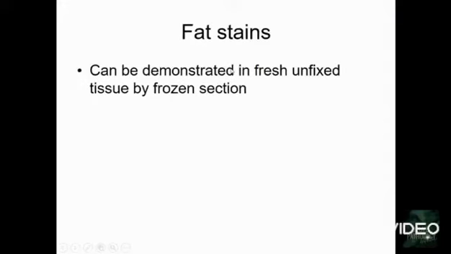Now, we will talk about how fat can be demonstrated whenever you see a cell with empty looking space. This empty looking space can be of three things. One, it could be fat, it could be glycogen, or it could be just plain water. So how do you demonstrate fat? Fat can be demonstrated in fresh unfixed tissue by a process called frozen section. Because we know that during routine processing in histopathology, the fat gets dissolved. So that is the reason why we have to demonstrate the fat in fresh and unfixed tissue.